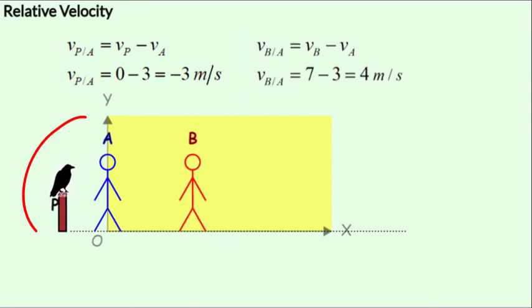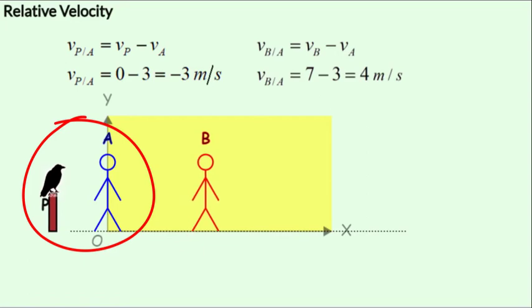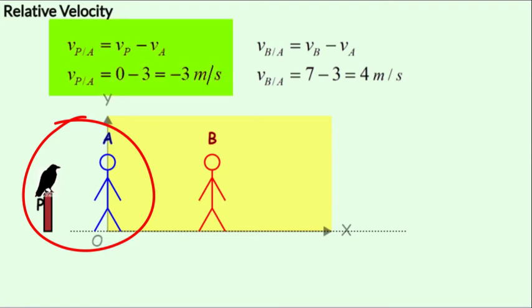And also check out what happens on the other side. Because A is now considered to be at rest, A sees the pole and the bird moving away from him at 3 meters per second in the negative direction. And this is the physical significance of VP with respect to A.